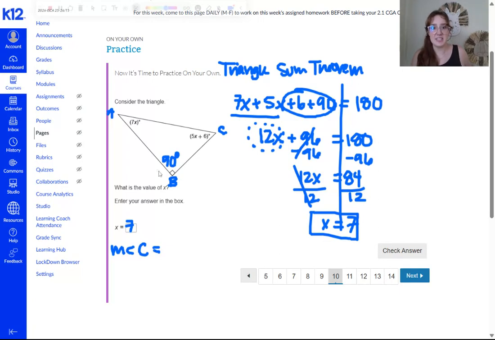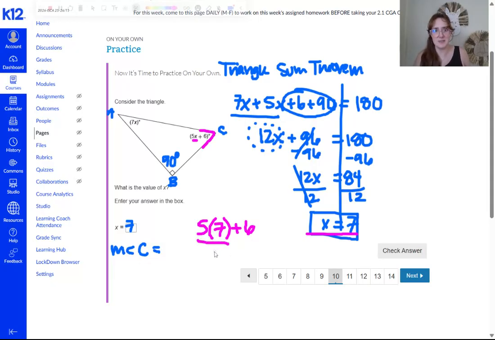We did want to do an additional step for finding the measure of angle C. We know what x is, so we can use substitution and plug that in to find the measure of angle C. Instead of x, we replace it with a 7, because we found out x is 7. We plug it in and follow PEMDAS, multiplying before we add or subtract.